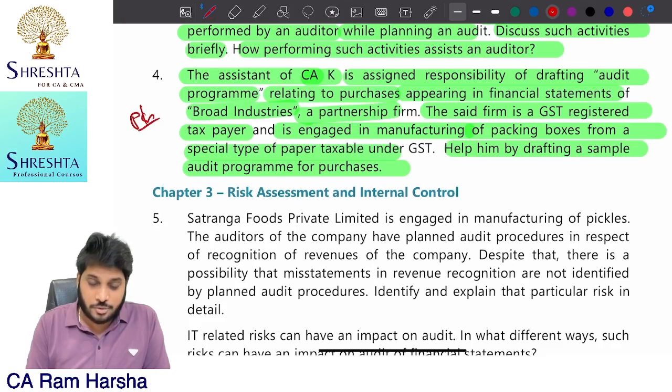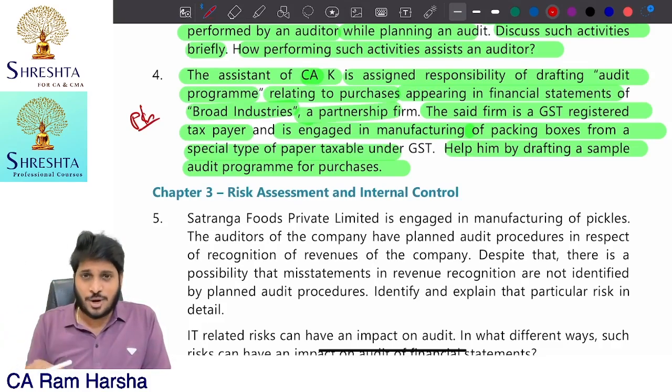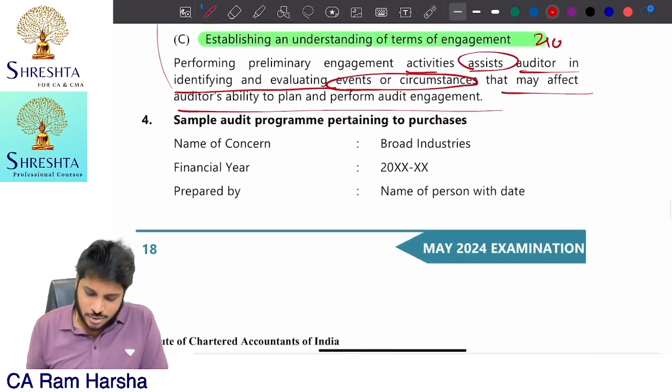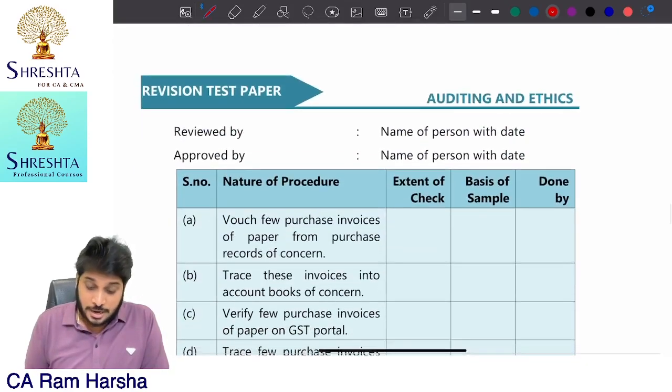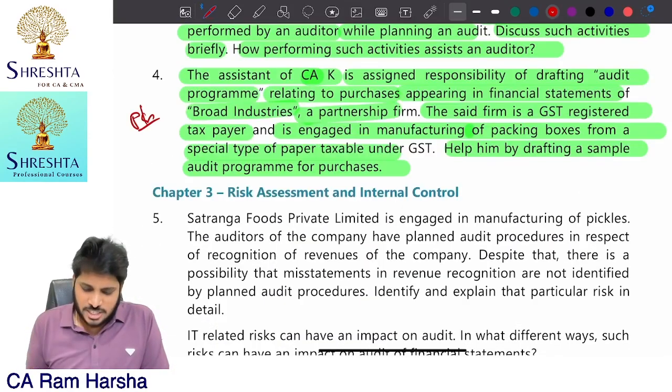Sample audit program for purchases. If you open our book or the ICAI book, the audit program topic is there. Below that, the exact program for purchases is given, the same as it is. Straight away I say questions. So the sample audit program has the name of the entity, financial year, prepared by whom, reviewed by whom, approved by whom. That's it. Straight questions in RTP.